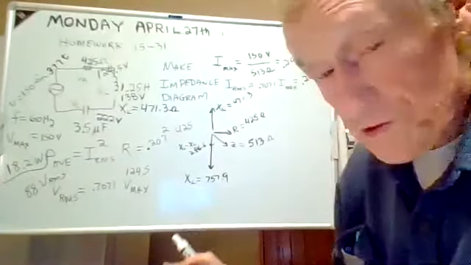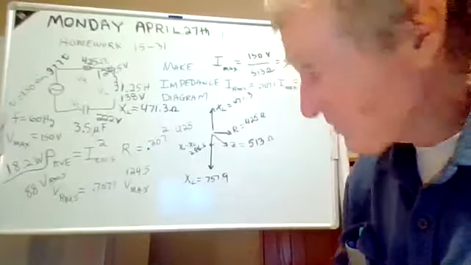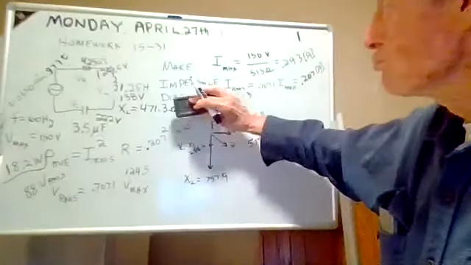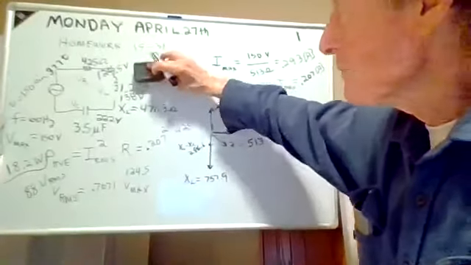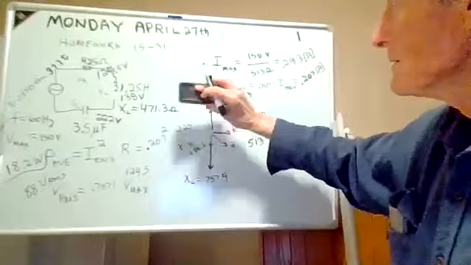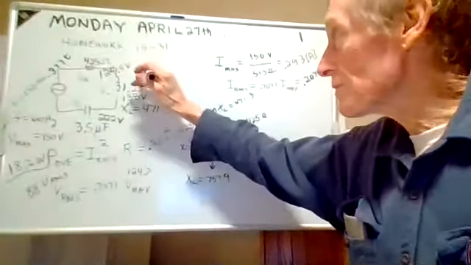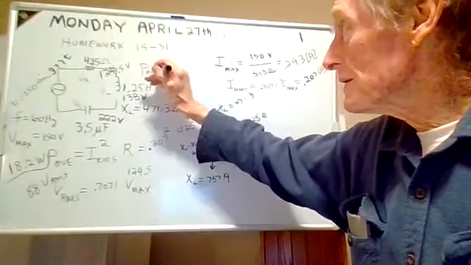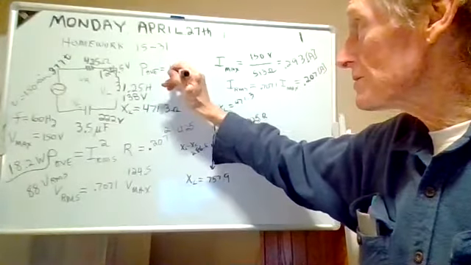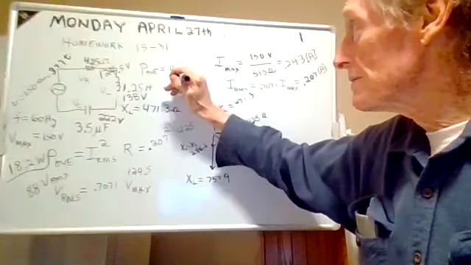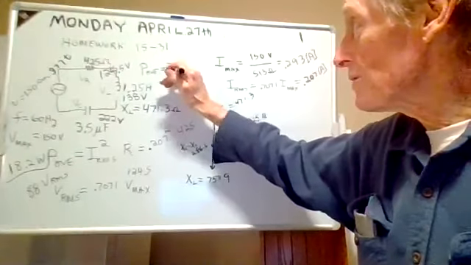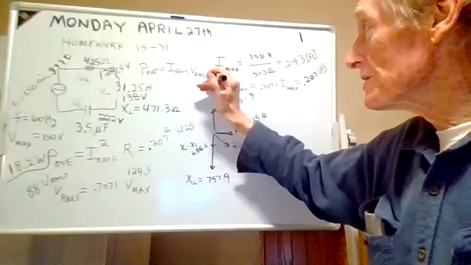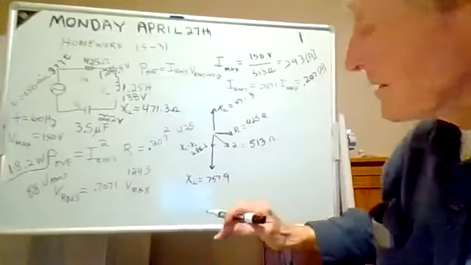Okay. Now you can also get that another way. Let me do it the other way. I need a little room here. Where am I going to put that? Maybe in here. Not much room. What we're going to do is the average power is the RMS current times the RMS voltage times the cosine of your phase angle.